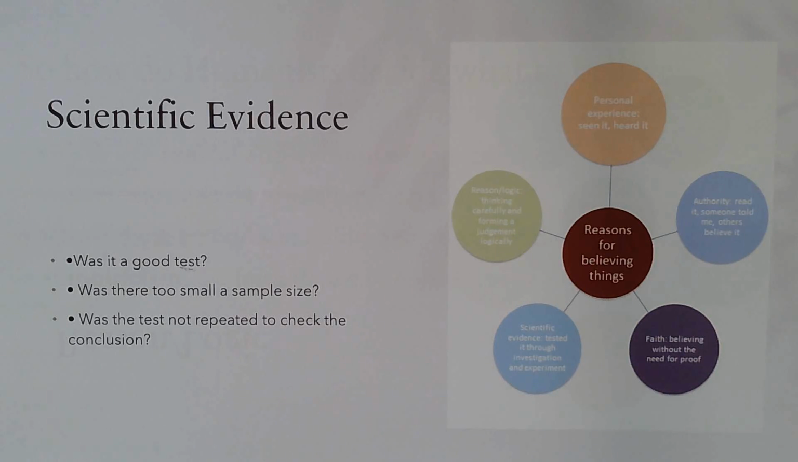Was there too small a sample size? So a sample size means the amount of items or people that were experimented on. So the more the better, as it gives you a more accurate representation. So if it's too small, maybe you can't believe that. And was the test not repeated to check the conclusion? So these are all things that humanists would challenge. The test would need to be repeated to make sure the first conclusion was correct.